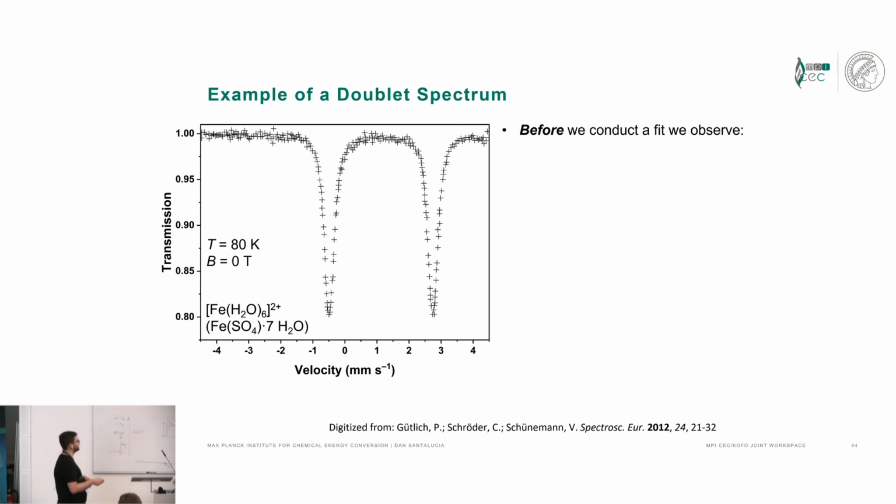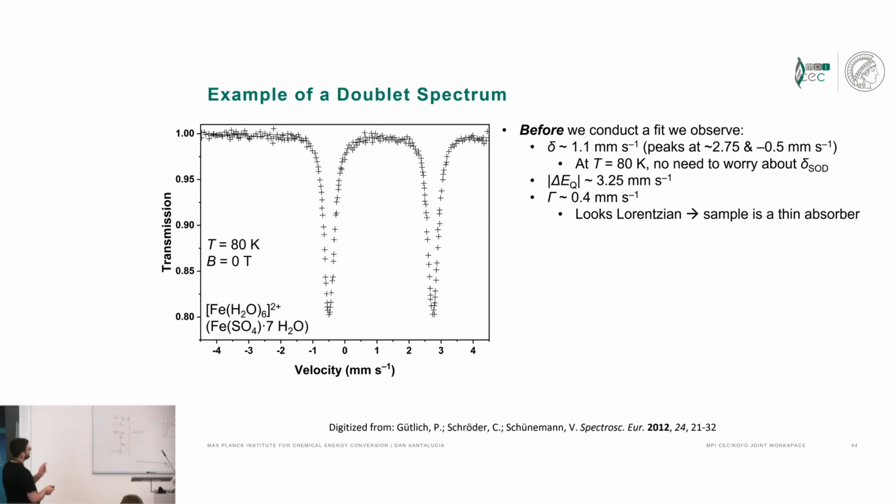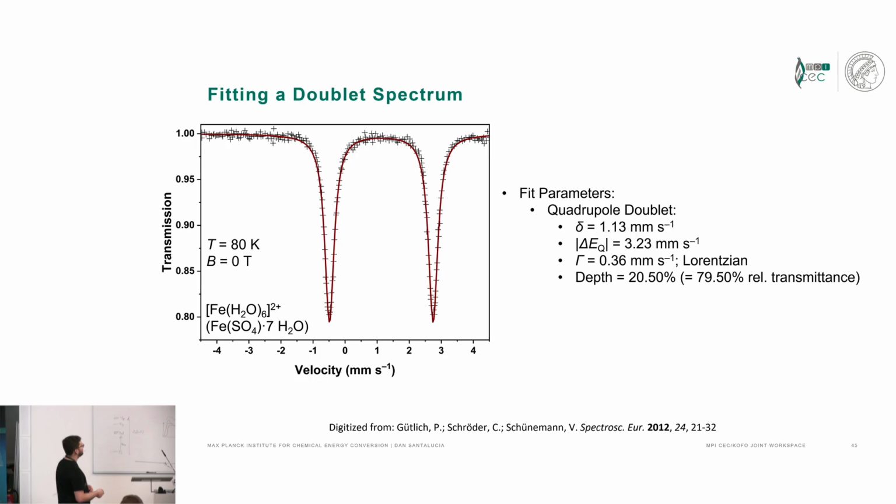And again, before I do any fitting, I'm seeing that the isomer shift, the midpoint, is about 1.1 millimeter per second because we have peaks at about 2.75 and minus 0.5 millimeter per second. We're at 80 Kelvin, so that isomer shift is good. We don't need to worry about second order Doppler effects. Now I can look at the magnitude and see that the splitting is about 3.25 millimeter per second. The line widths are right at the limit of what I would consider too broad, about 0.4 millimeter per second. They look Lorentzian in shape. That's a thin absorber. And when you fit that, you see I did a pretty good job just by eyeball getting good values.